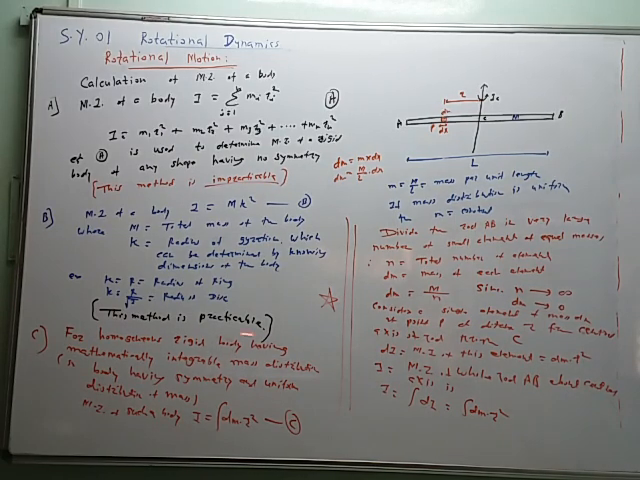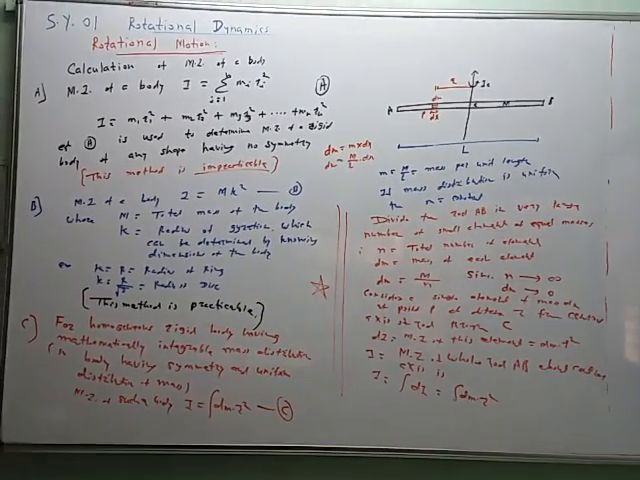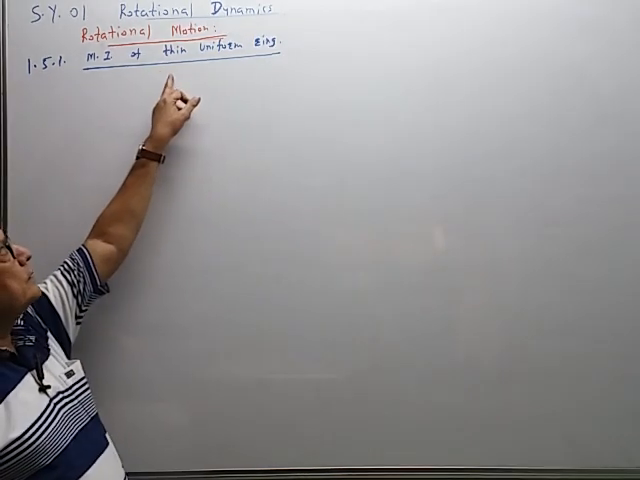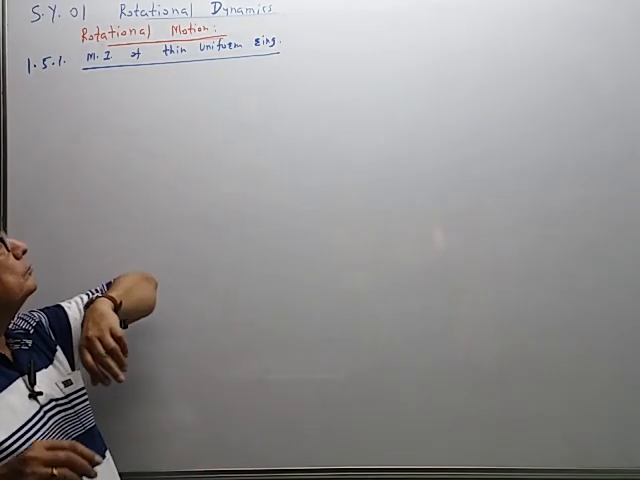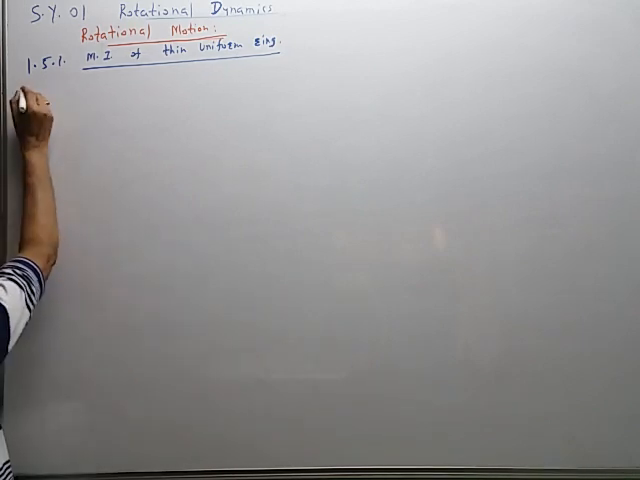So homogeneous rigid body having mathematically integrated mass distribution, then we can use this relation. Homogeneous means uniform mass distribution and symmetry, like this. So using this integration method, we will derive the expression for the MI of the thin uniform ring, like this. So we have to apply that integration method to find the MI of the thin uniform ring. So we are using this type of arrangement.